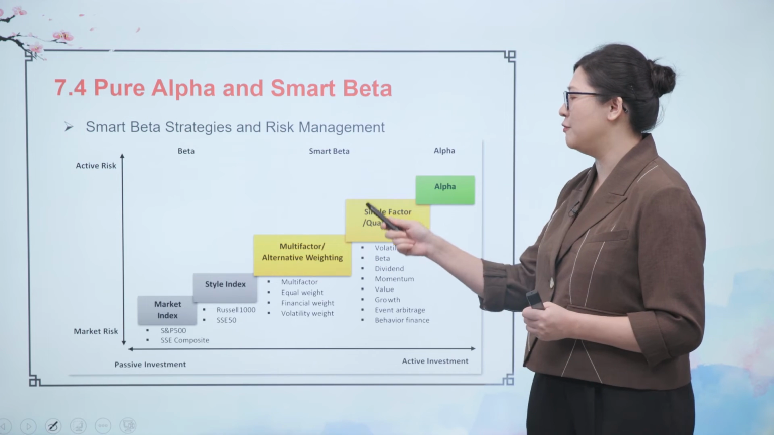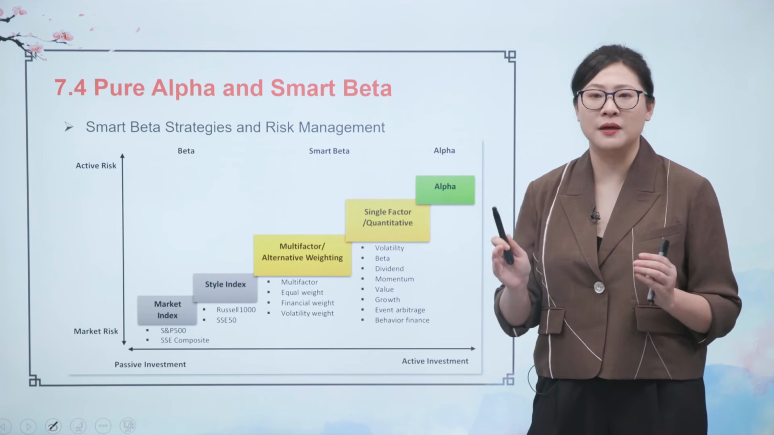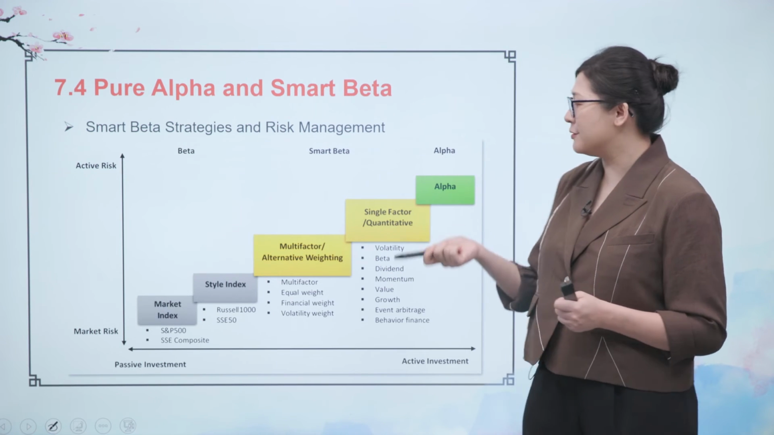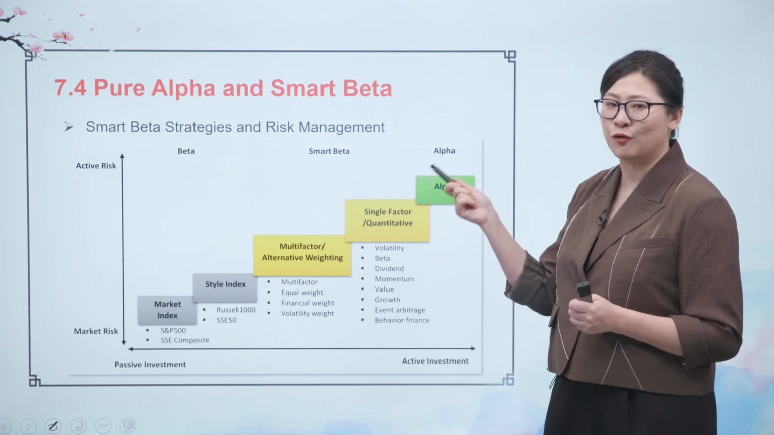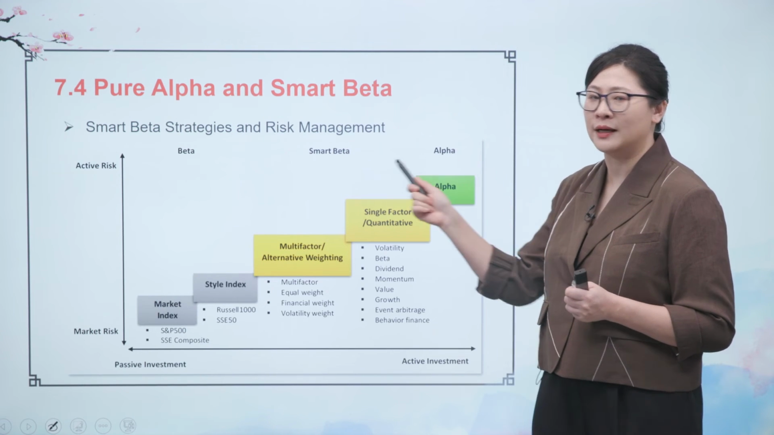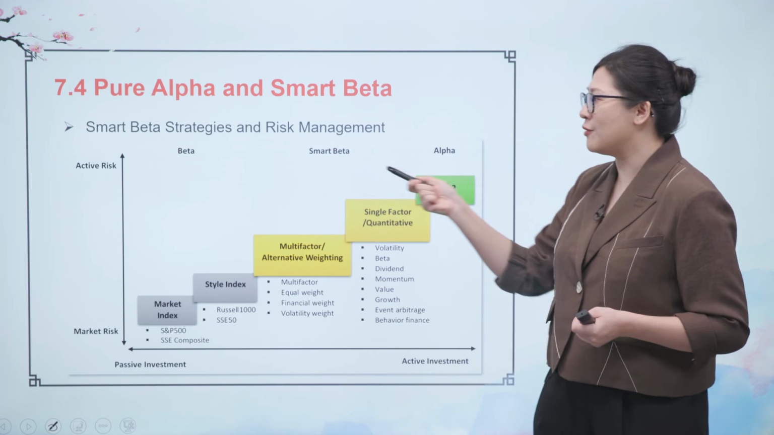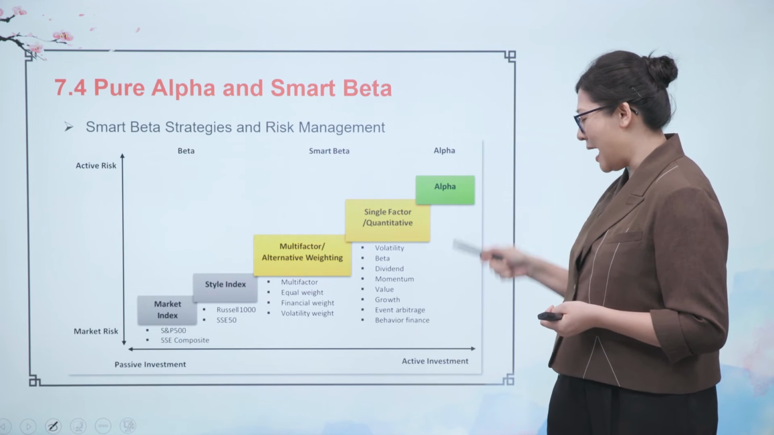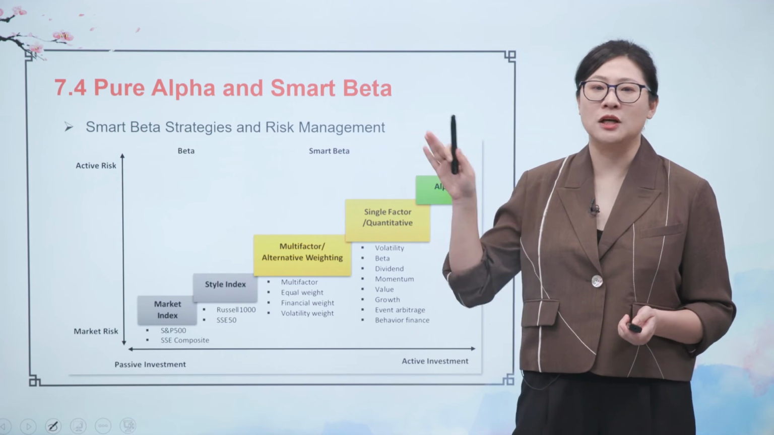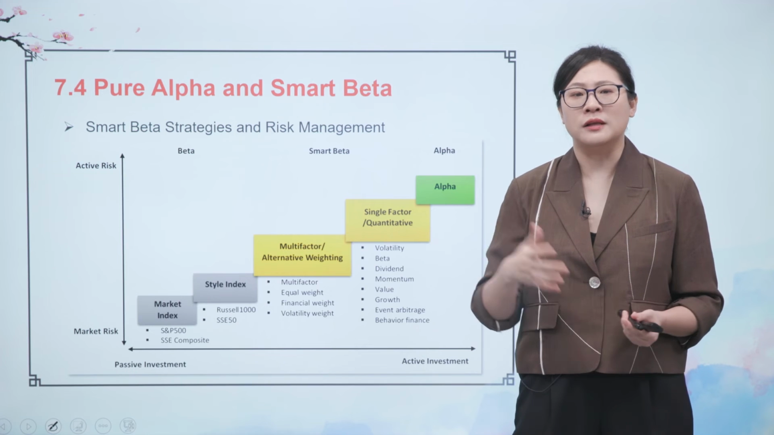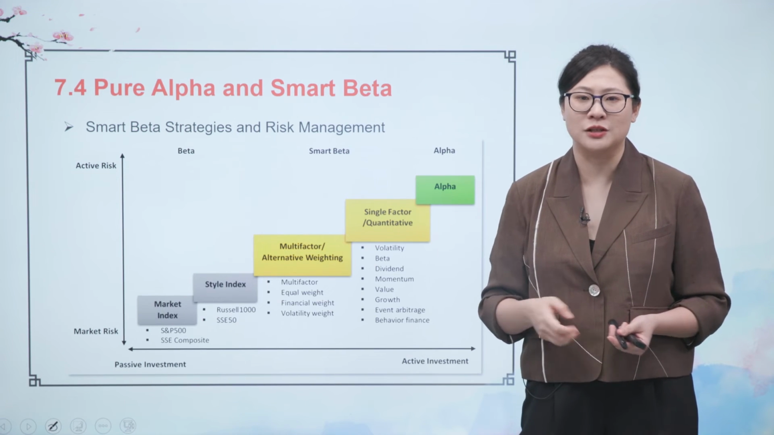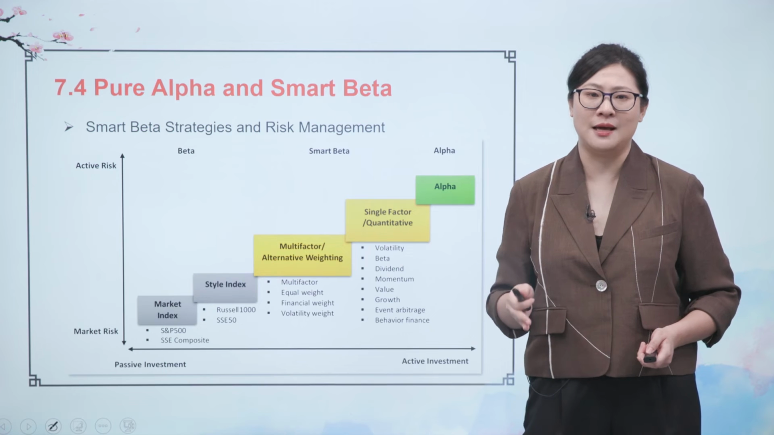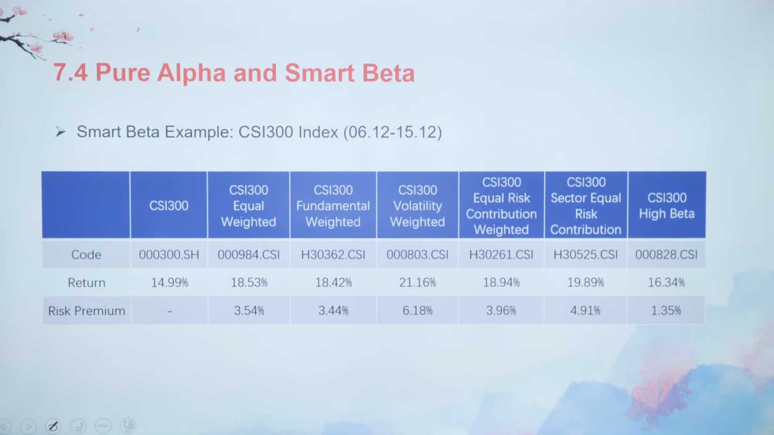So the risk for the single factor might be a little bit high. And the last part is our alpha strategy. So for the alpha strategy, definitely the highest active risk and for the active investment. So that's the graph to show you the beta strategy, smart beta strategy, and alpha strategy. Hope you understand that. Now I will show you a smart beta example.